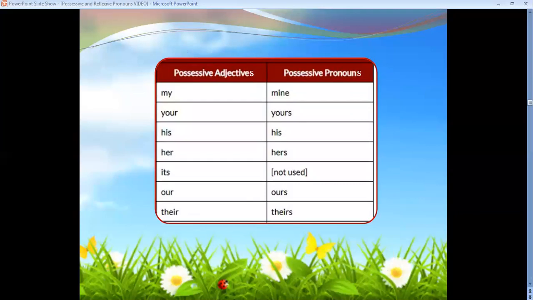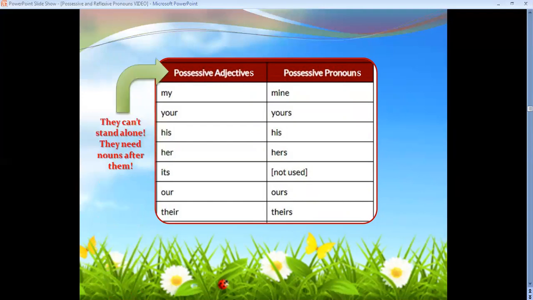Now, the list of possessive adjectives and possessive pronouns. Let's read together. Possessive adjectives: my, your, his, her, its, our, and their. These are the possessive adjectives. They can't stand alone. They need nouns after them. I told you so. Let's continue.